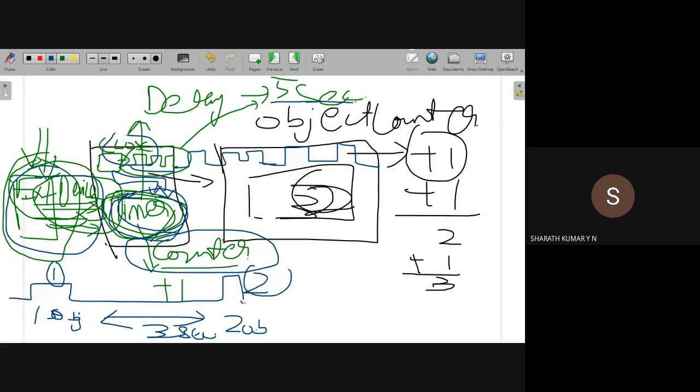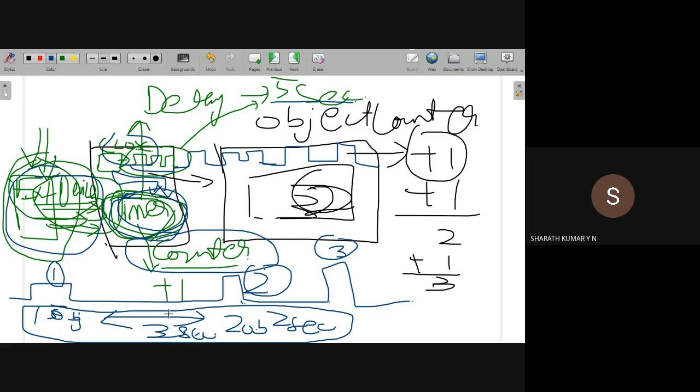The counter count becomes 2. After some, let's say 2-second delay, another object is placed. The count is 3. So this activity, counter input activity, is non-periodic. It is not a periodic activity. It may be periodic in most of the cases, but because a human being is involved, there may not be any periodic activity.